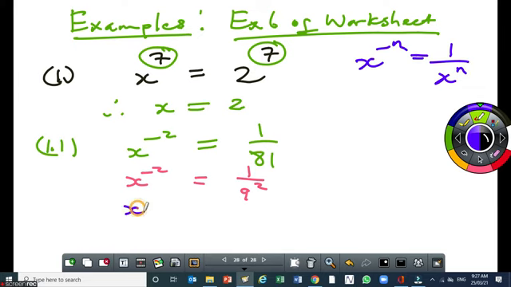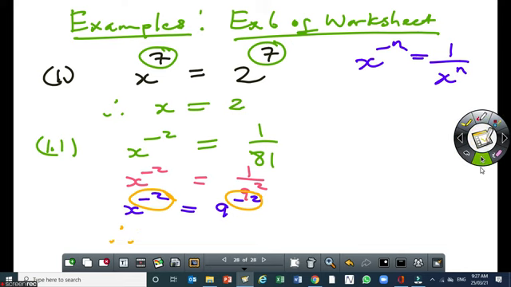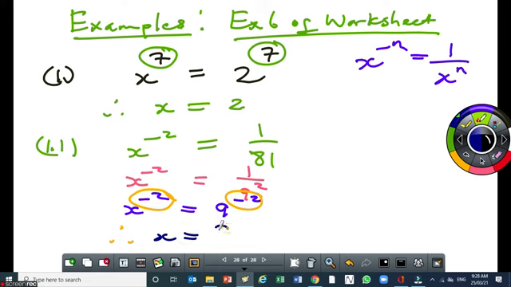So I can write this as x to the power of negative 2 is equal to 9 to the power of negative 2. Okay? Once I make the exponents the same, I can conclude that therefore the bases are equal, so x will be equal to 9. I've made the exponents the same. Therefore, x can only take a value equal to 9 for us to have equality in that equation.